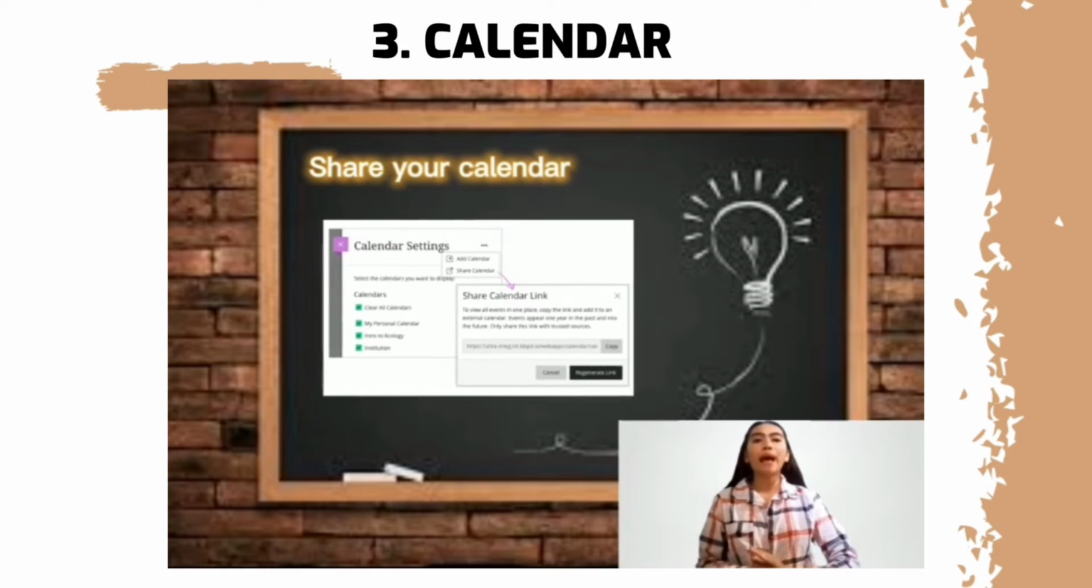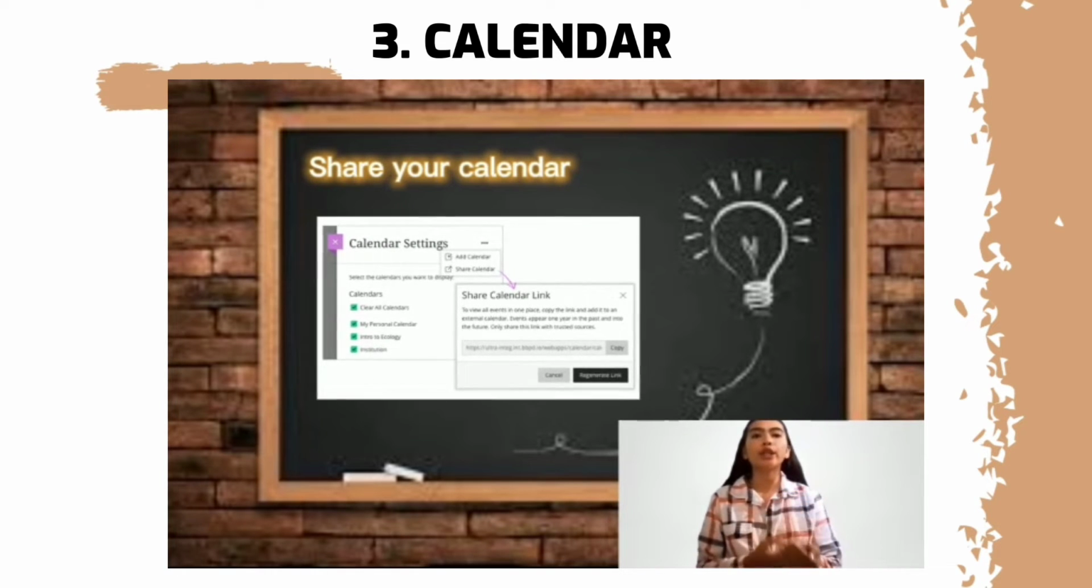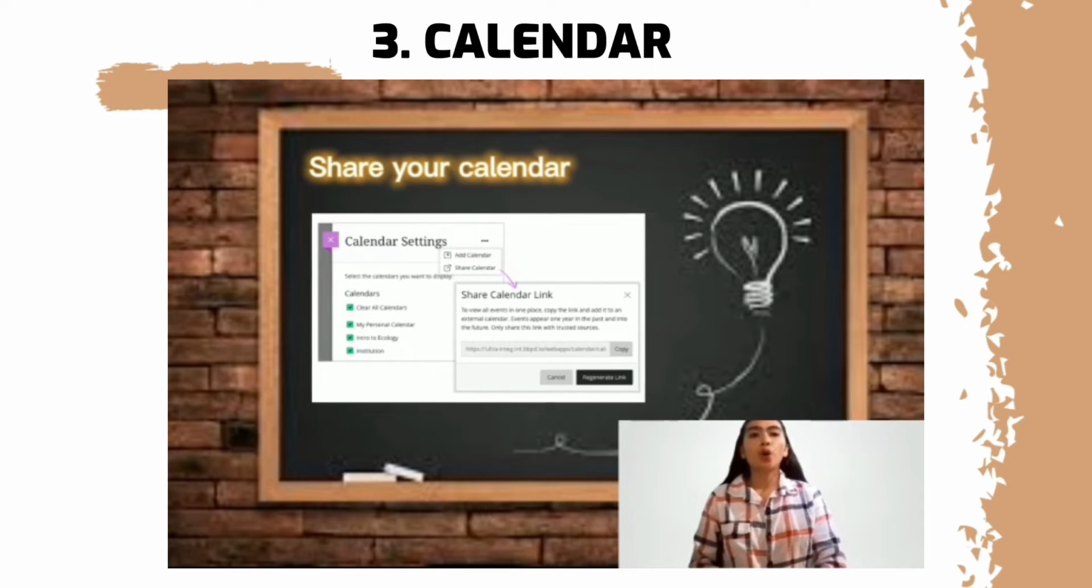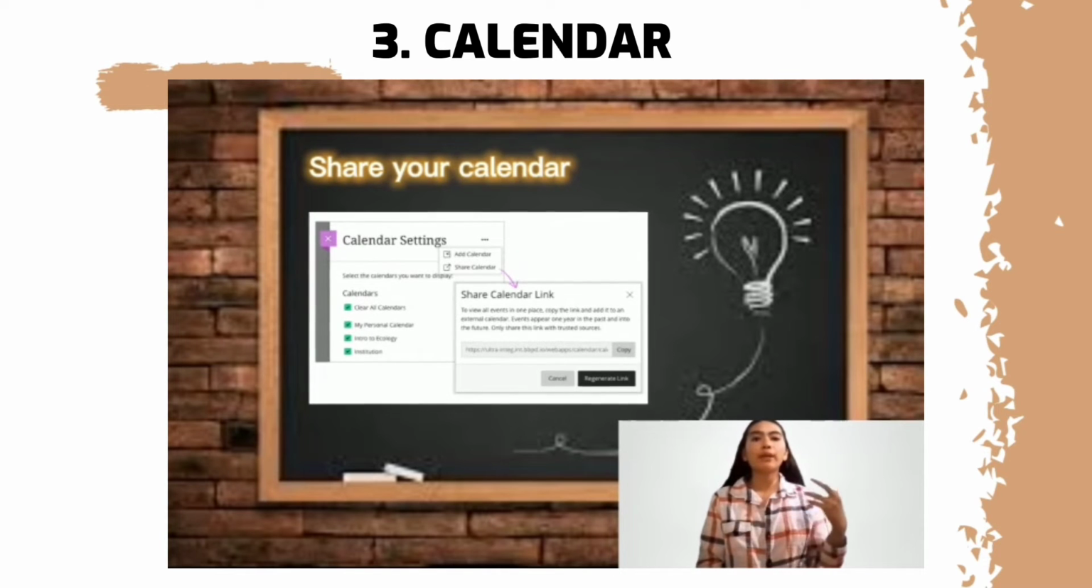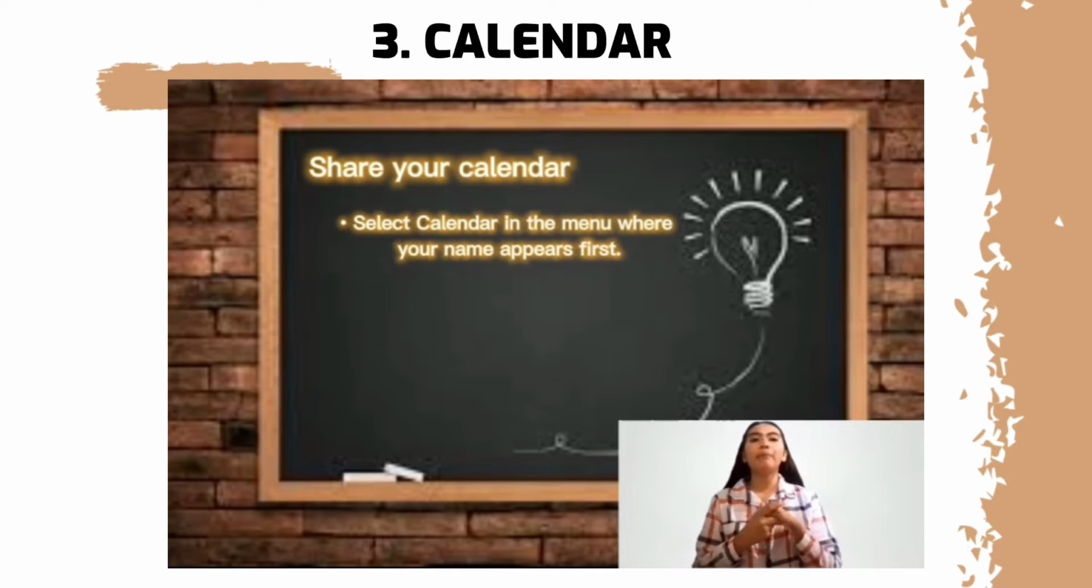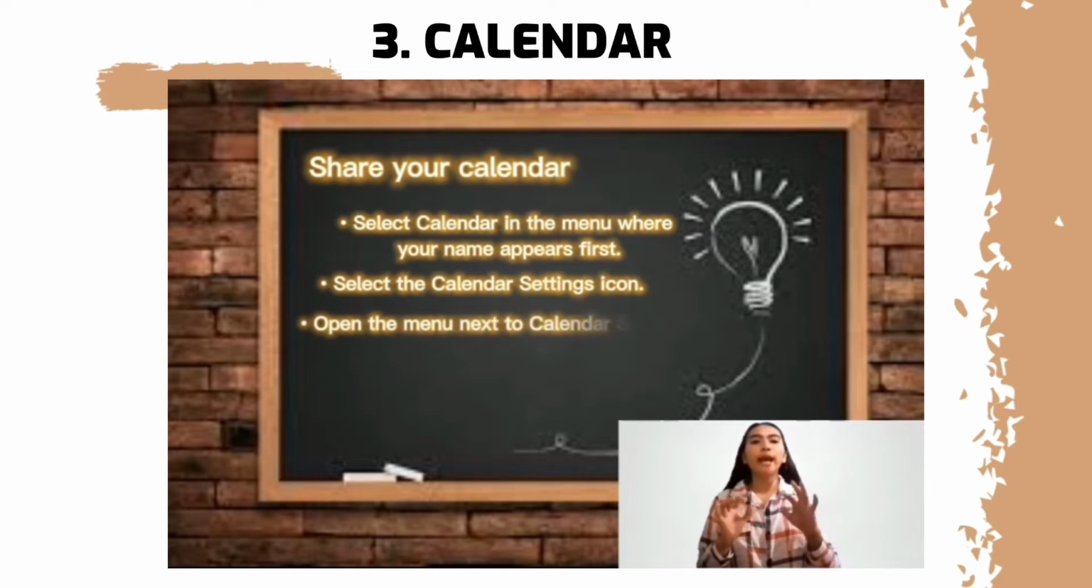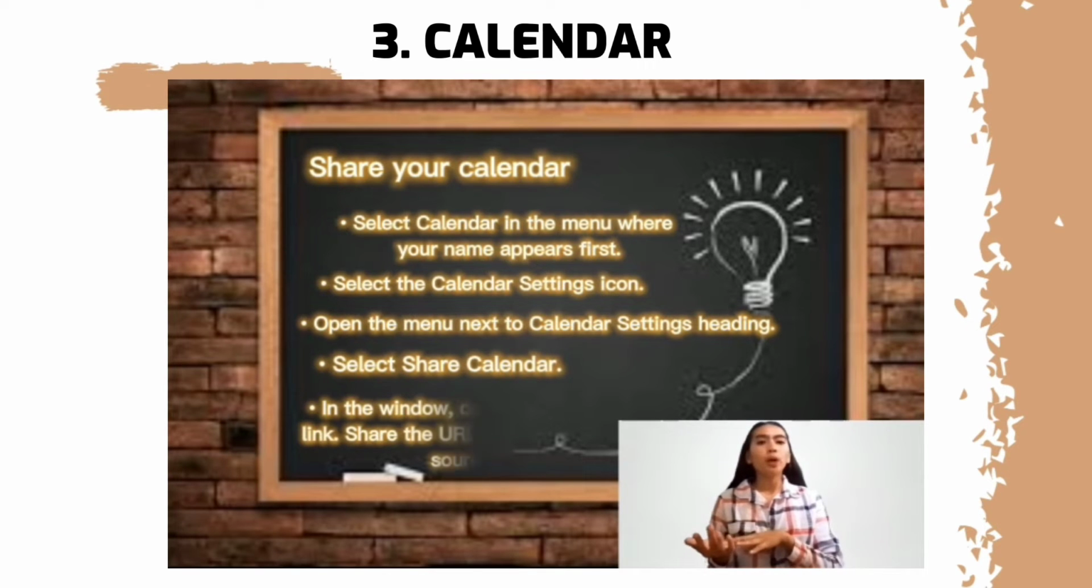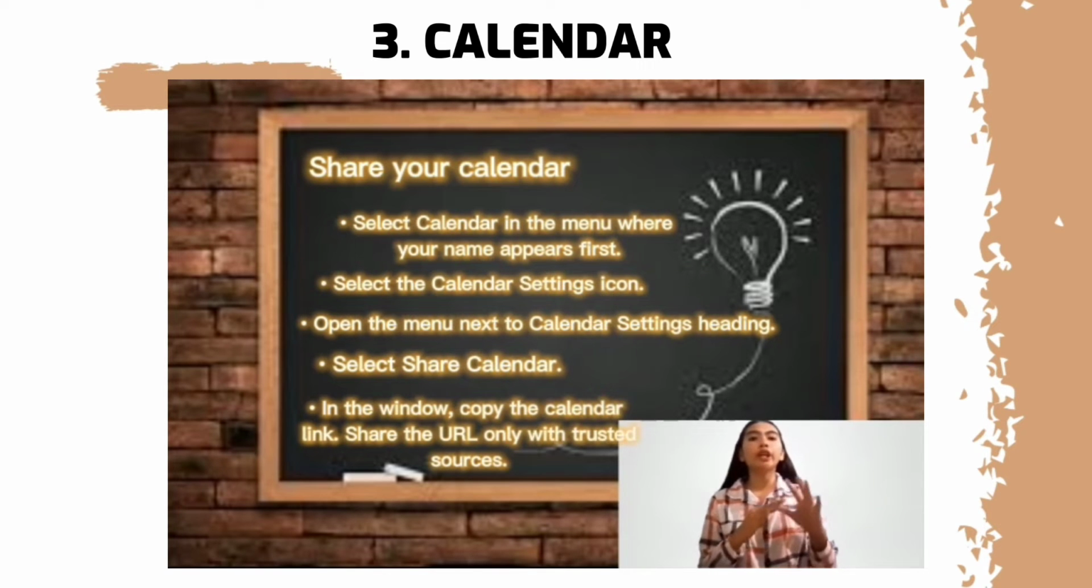Next, share your calendar. You can share your Blackboard Learn calendar with external services so course events appear with the other events. First, select calendar in the menu where your name appears. Select the calendar settings icon. Open the menu next to the calendar settings heading. Select share calendar. In the window, copy the calendar link and share the URL only with trusted sources.